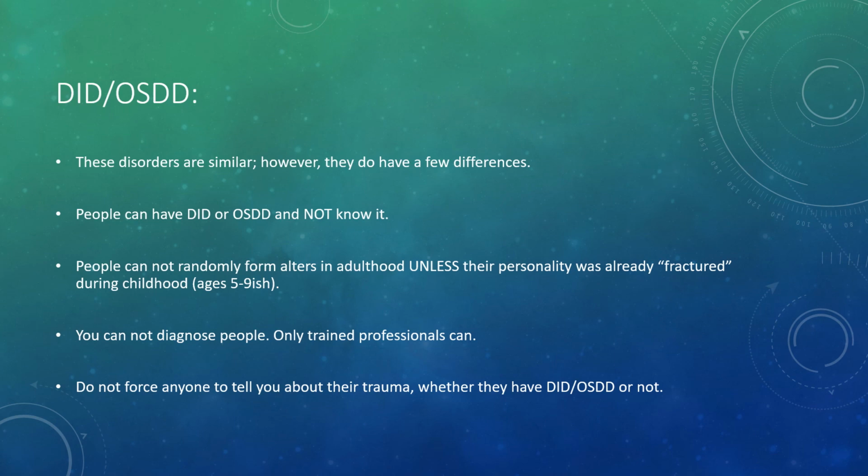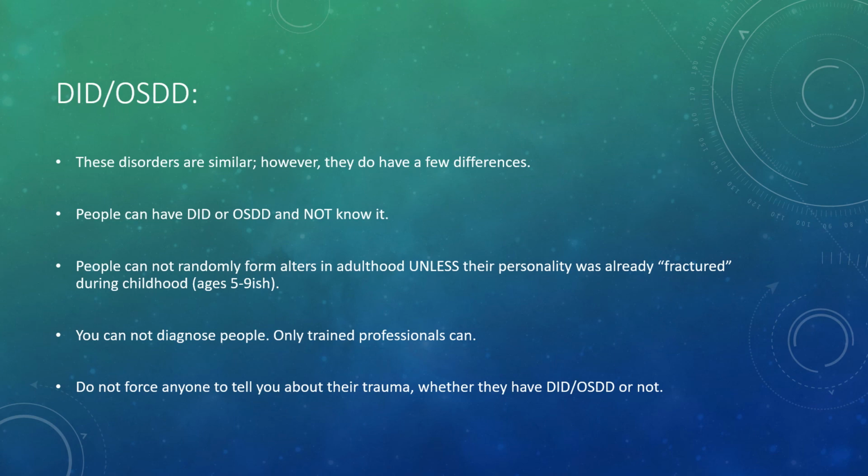Someone can have DID or OSDD and not know it. That's kind of the whole point of these dissociative disorders. They dissociate out of the trauma of what's going on. So, one, they don't know that trauma happened in the first place, and so they don't realize that it's happened. People cannot randomly form alters in adulthood. They can't have basically the perfect childhood, no trauma, and then one day, oh, I have DID. Not how it works. However, if their personality was already, quote, fractured during childhood, like they had that childhood trauma and just had no idea about it, later on they can find out that they have DID and another alter form. That's perfectly fine.